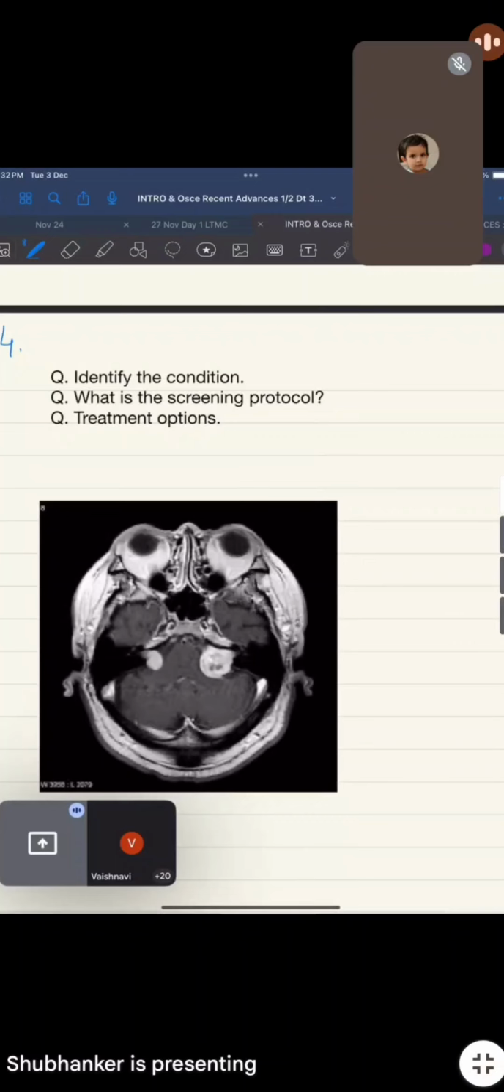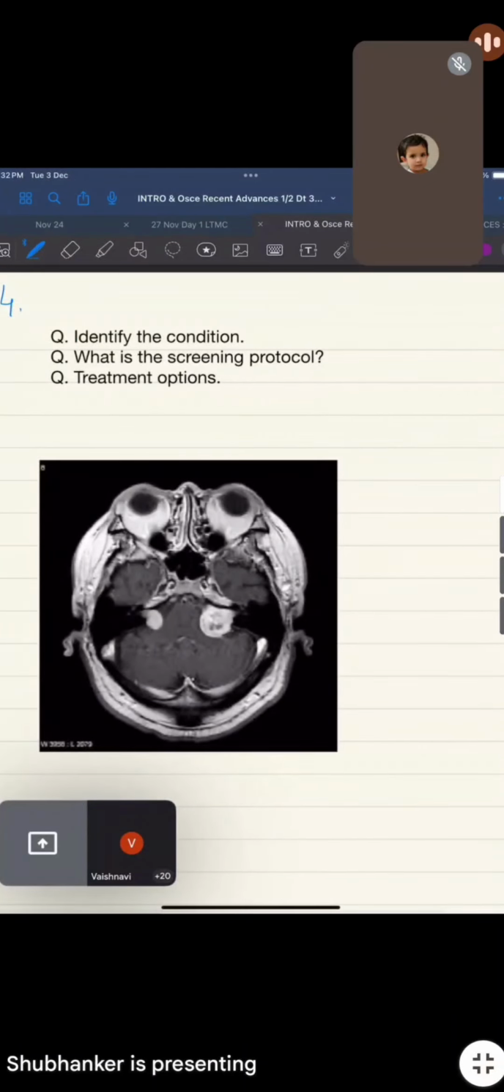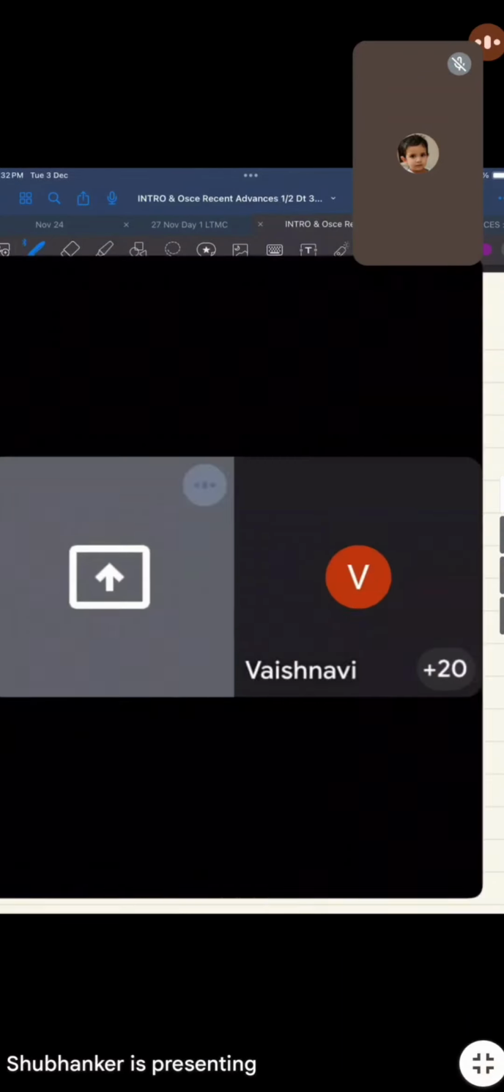Let's go to another similar question. Identify the condition. What is the screening protocol? What treatment options do you have? So the answer is clear. Can somebody see? यहाँ पे दिखाई पड़ रहा है. So what is the answer for this question? Can somebody again give it a try? I'll keep on pushing you people so that you don't sleep off for the next total of 40-45 minutes.